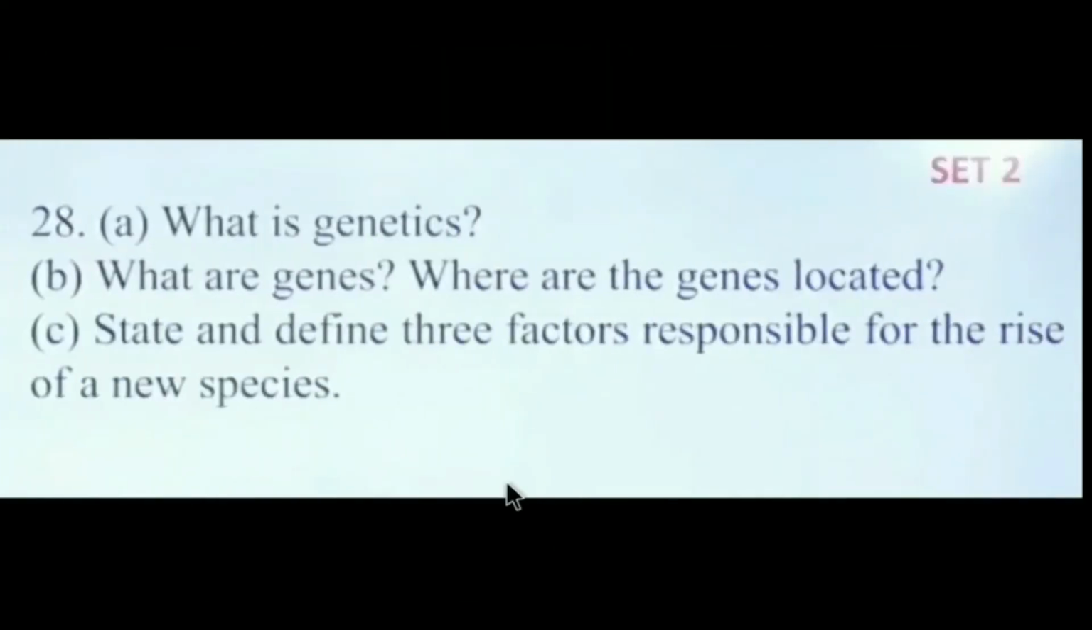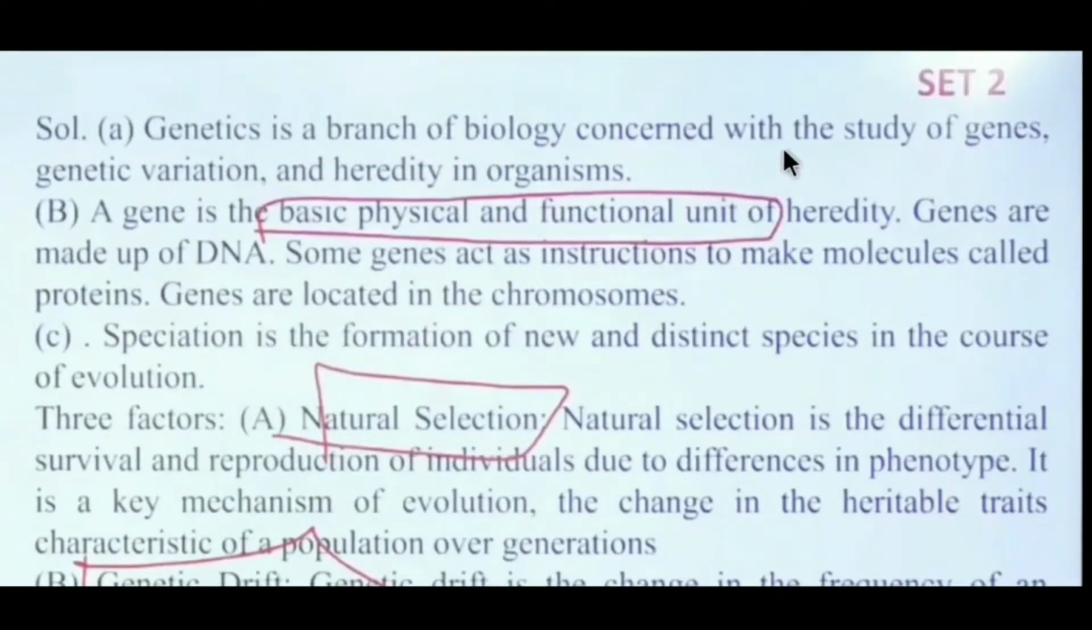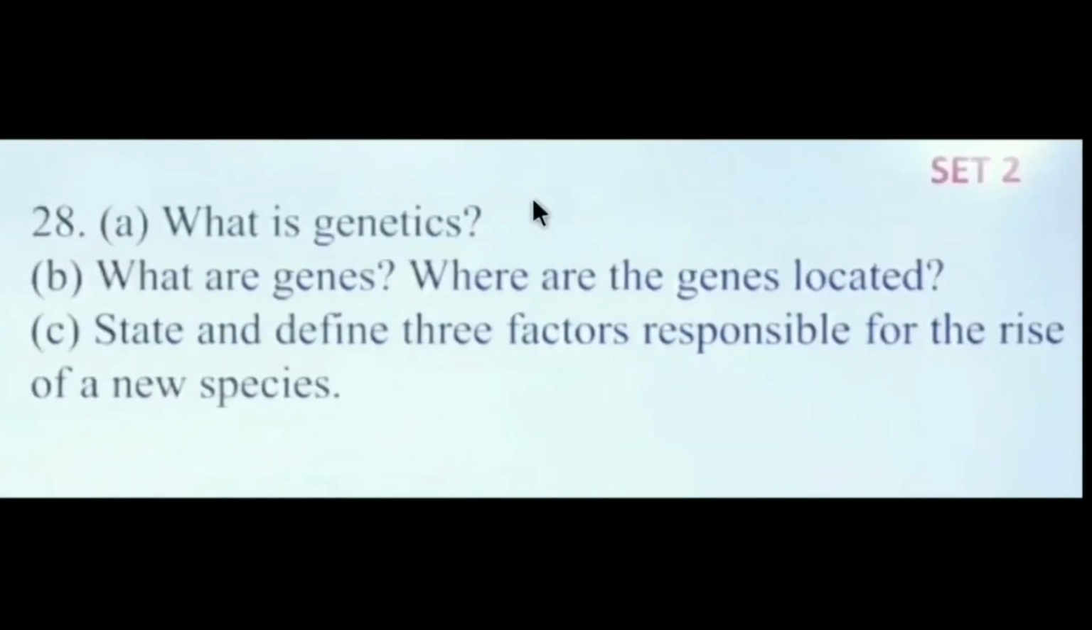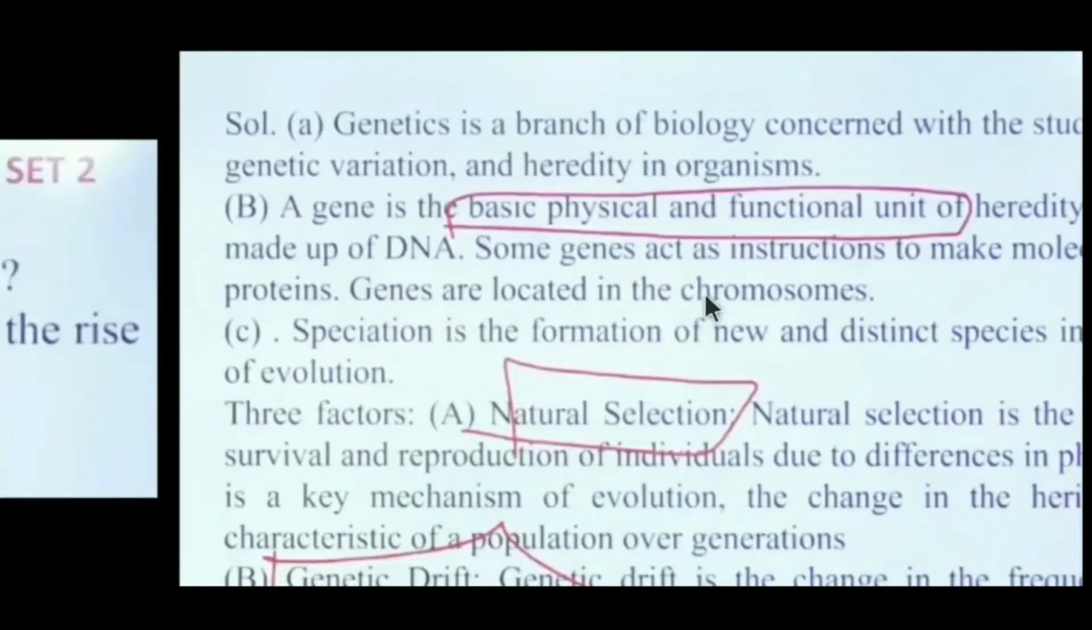After that there was also this question: what is genetics? Answer is, genetics is a branch of biology concerned with the study of genes, genetic variation and heredity in organisms. Second question, what are genes? Where are the genes located? A gene is the basic physical and functional unit of heredity. Genes are made up of DNA. Some genes act as instruction to make molecules called proteins. Genes are located in the chromosomes.